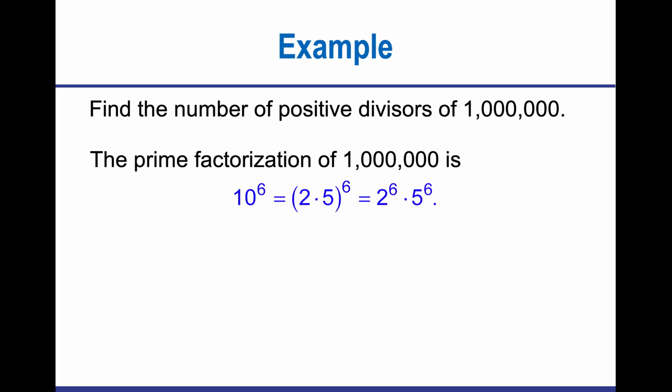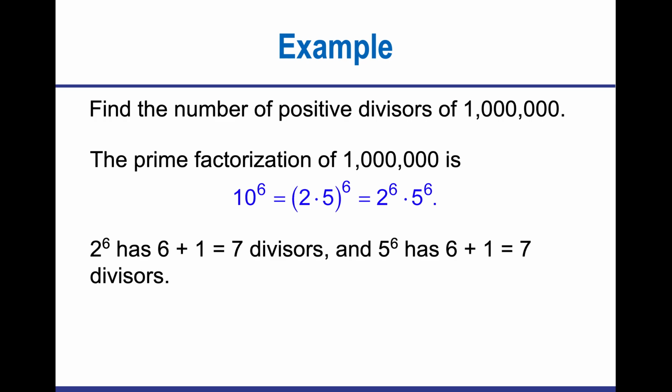The prime factorization of this number is going to be 2 to the 6th times 5 to the 6th. Okay, so 2 to the 6th has 6 plus 1 divisors because it's coming from the exponent. And 5 to the 6th has 6 plus 1 divisors. They each have 7 divisors. So I would take those 7s and multiply them together to get 49.